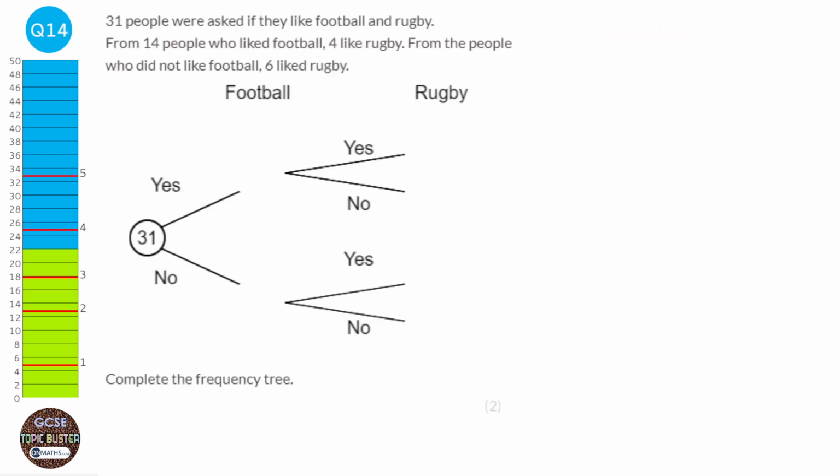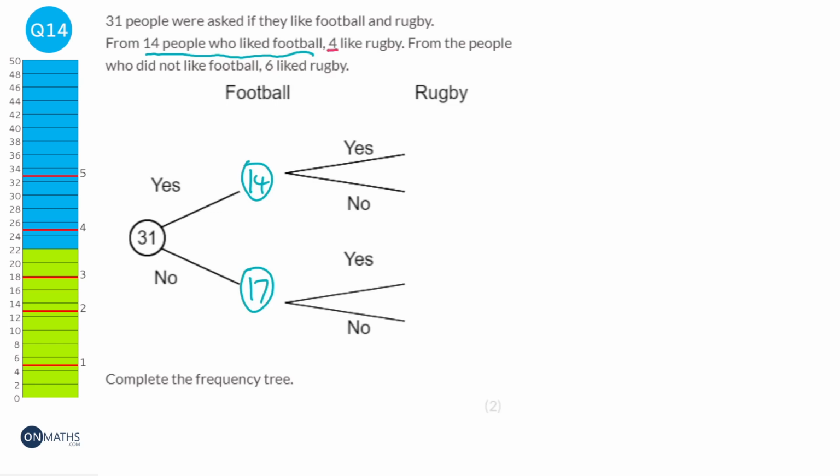So we're told that from 14 people who liked football, so we've got 14 people here who said yes, they do like football. So we can fill in the 14 here. Now, we're told we started with 31. Therefore, if 14 liked football, then 17 must have not liked it.